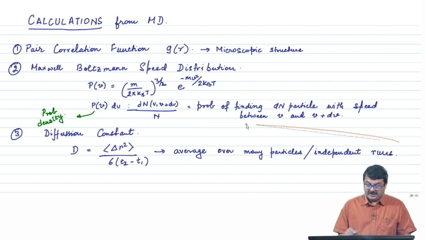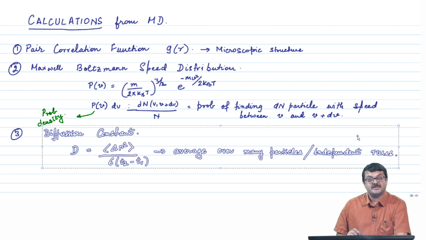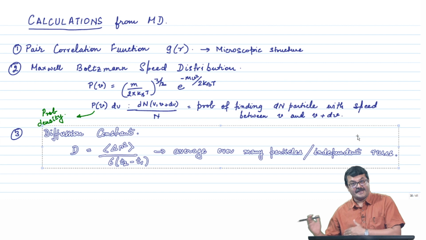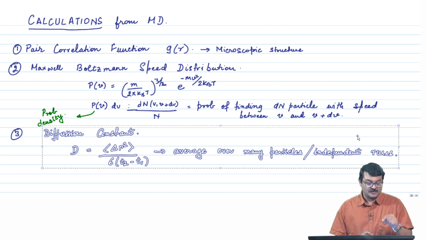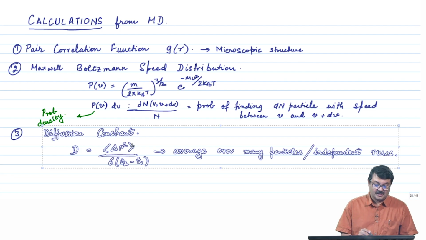And the last thing which we will calculate, or I will tell you how to calculate, is the so called diffusion constant. The diffusion constant and the Maxwell-Boltzmann speed distribution, these two both are dynamical quantities, meaning it basically is a measure of how the particles are moving with time, right. So, the diffusion constant basically gives a measure of how much a particle has diffused or moved or got displaced.